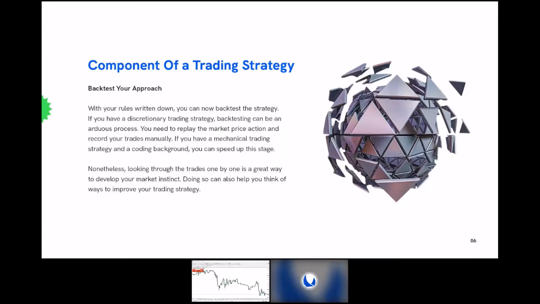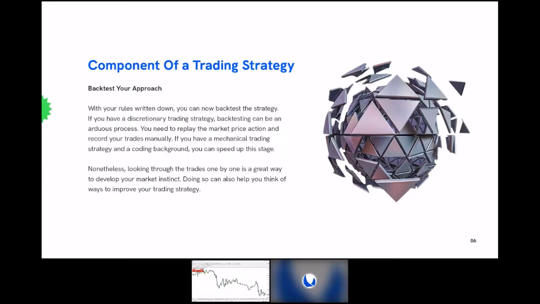If you have a discretionary trading strategy, backtesting can be an arduous process. And yes, I have a discretionary trading strategy. My backtesting process was not easy. You need to replay the market price action and record your trades manually. That was what I did. If you have a mechanical trading strategy and a coding breakdown, you can speed up this stage.